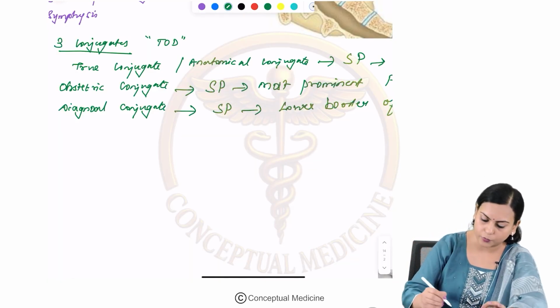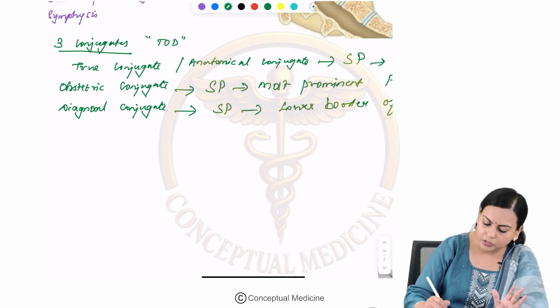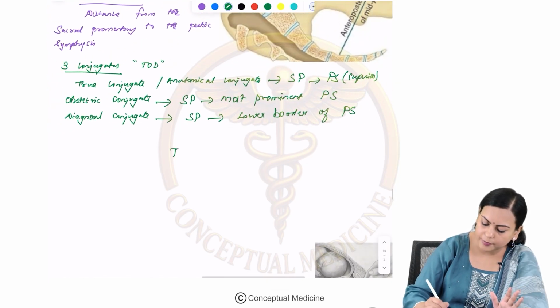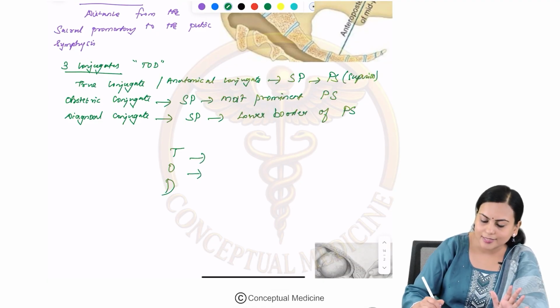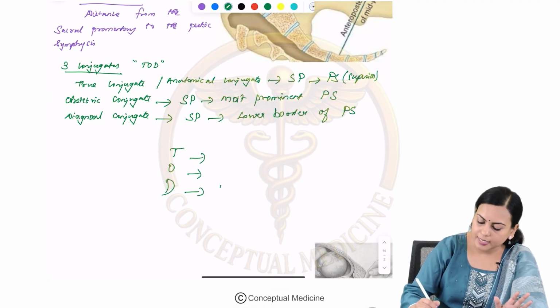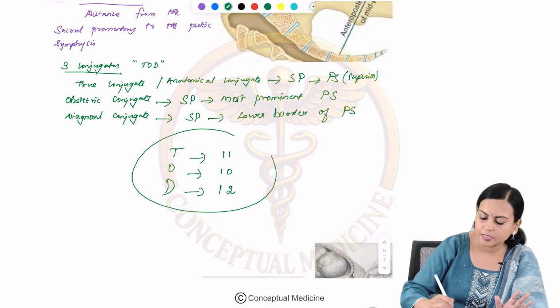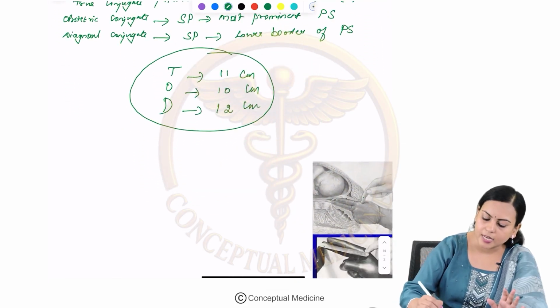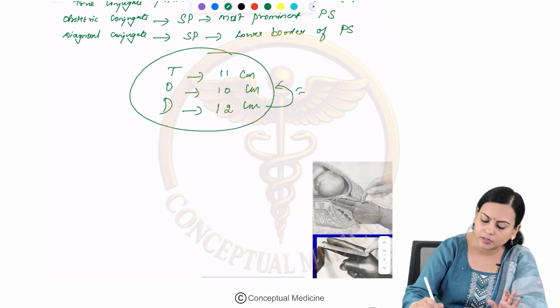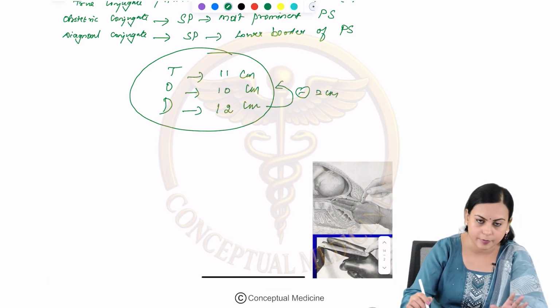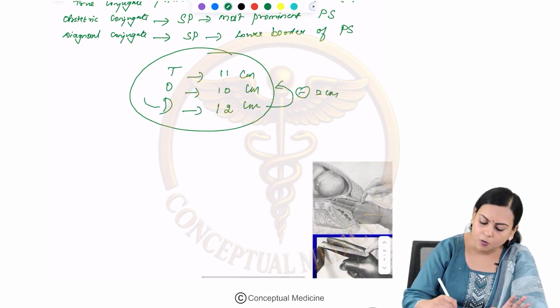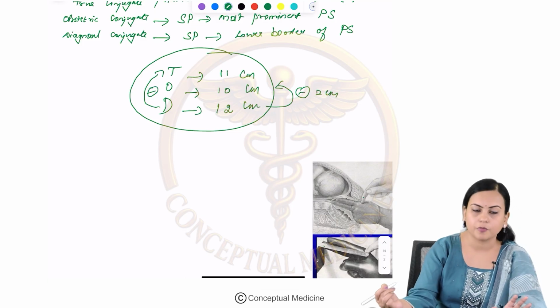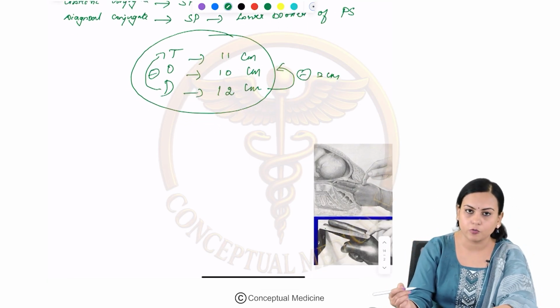From this measurement of diagonal conjugate, we will be able to arrive at the measurements of the obstetric and the true conjugate also. So basically, what are the measurements of this true conjugate and obstetric conjugate and diagonal conjugate? It is easy to remember. Diagonal conjugate is 12 centimeter, obstetric conjugate is 10 centimeter, and true conjugate is 11 centimeter, right? So as you measure the diagonal conjugate, if you subtract 2 centimeter from your diagonal conjugate, you will be able to arrive at the obstetric conjugate, and if you subtract 1 centimeter from the diagonal conjugate, you will be able to arrive at the measurement of true conjugate.